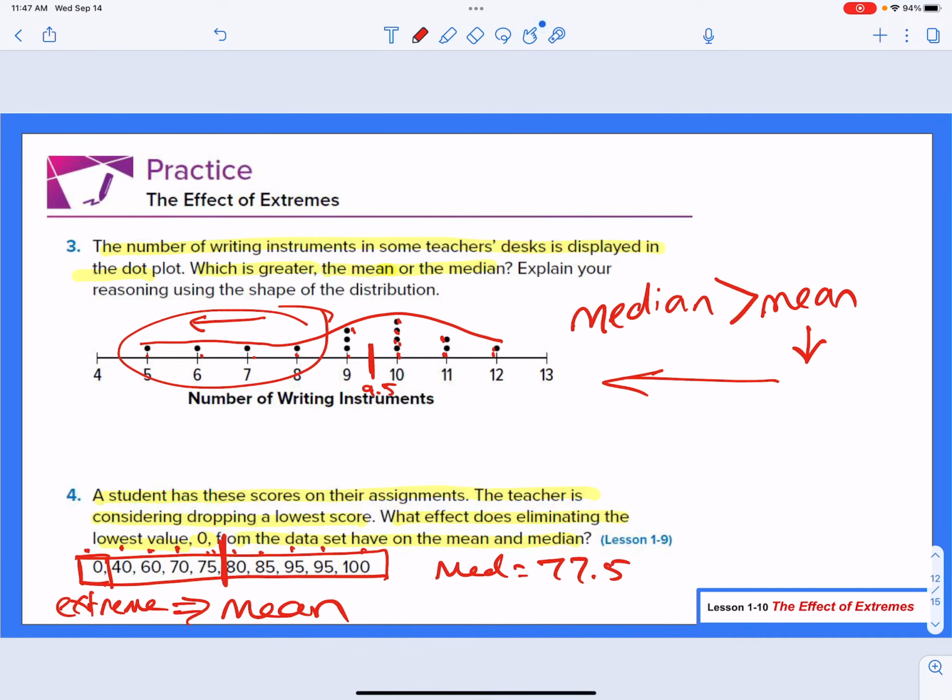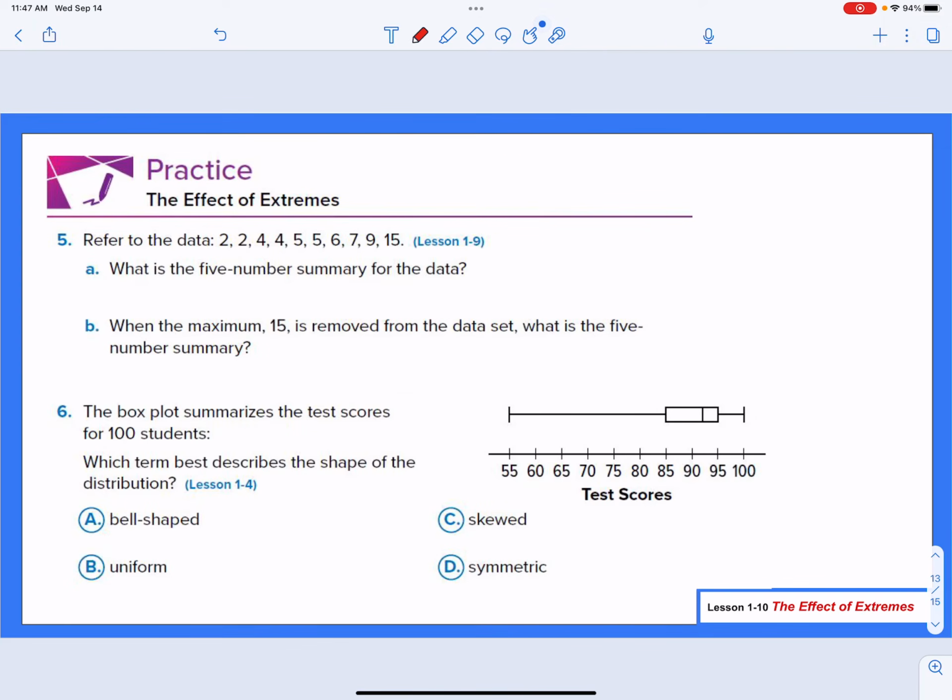Getting rid of that 0 is going to do what to the median value? Well, now it's going to be right here. That's my median. So it changes from 77.5 to 80, a little bit of an increase. But the mean, I guarantee, is going to increase a ton because that 0 is probably really hurting the student's grade. So it's going to increase the mean tremendously by getting rid of that outlier. Having it will decrease the overall average.